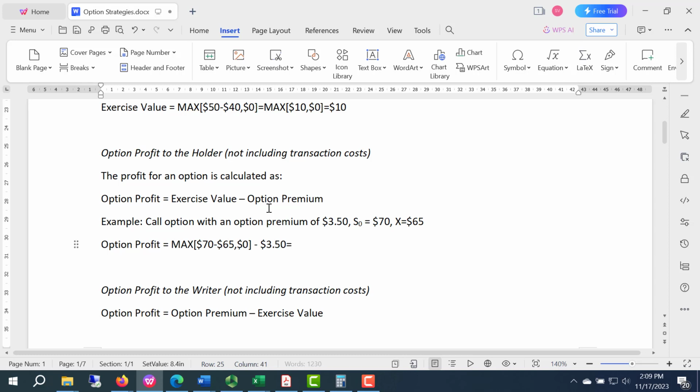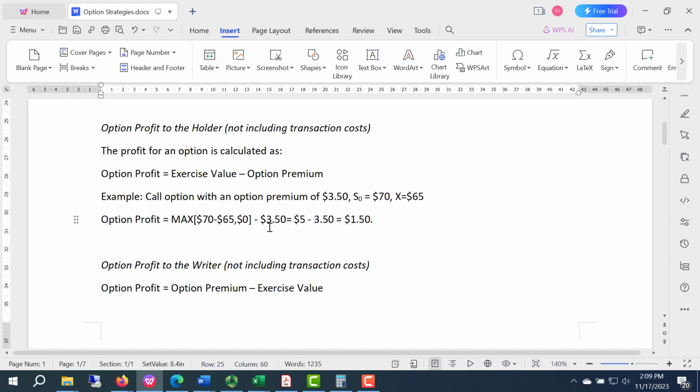Okay, so in this case, yeah, I've got that right. So we have the maximum of 70 minus 65, or 0. So that's going to be $5 or 0. So that first portion is going to be $5 minus $3.50, which gives us a profit of $1.50.